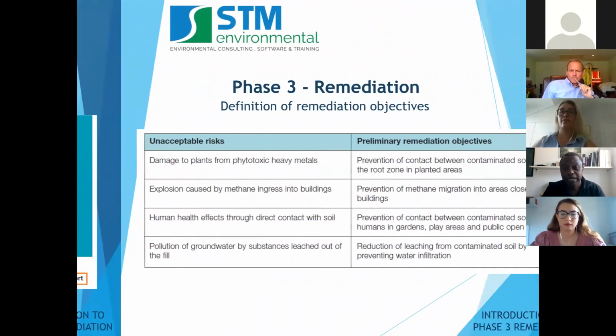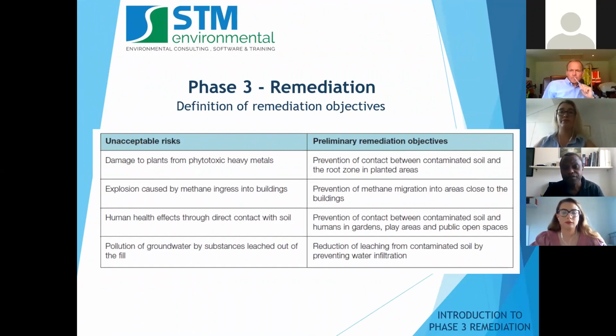Okay, so defining your objectives. Let's go back to that conceptual model, all the different ways in which receptors can be impacted by contamination. We need to decide what we are actually concerned about, and Kelly touched on that in the phase 2 reassessment of the potential pollutant linkages. You decide what your objective is. You want to break the pollutant linkages that are considered to still have the potential to be significant.